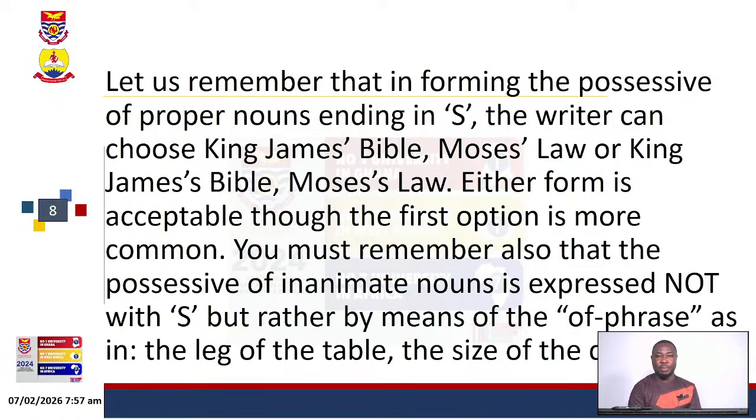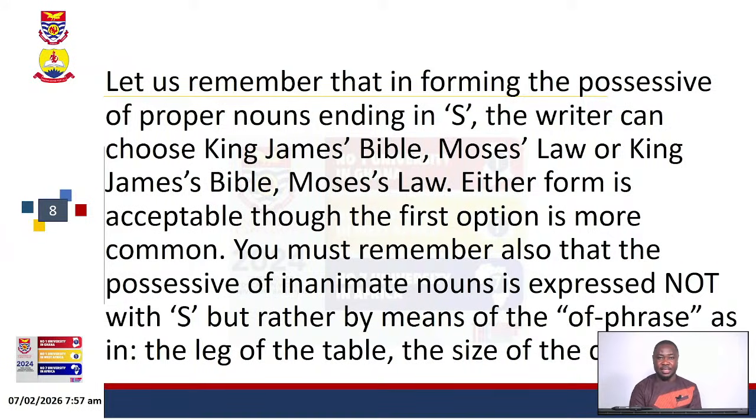So we have to remember that in forming the possessive of proper nouns that end in S already, you have the opportunity to choose. For instance, King James. See, James ends in S already. King James's Bible, Moses's Law, or King James' Bible. In this case, you have the apostrophe and then the S.